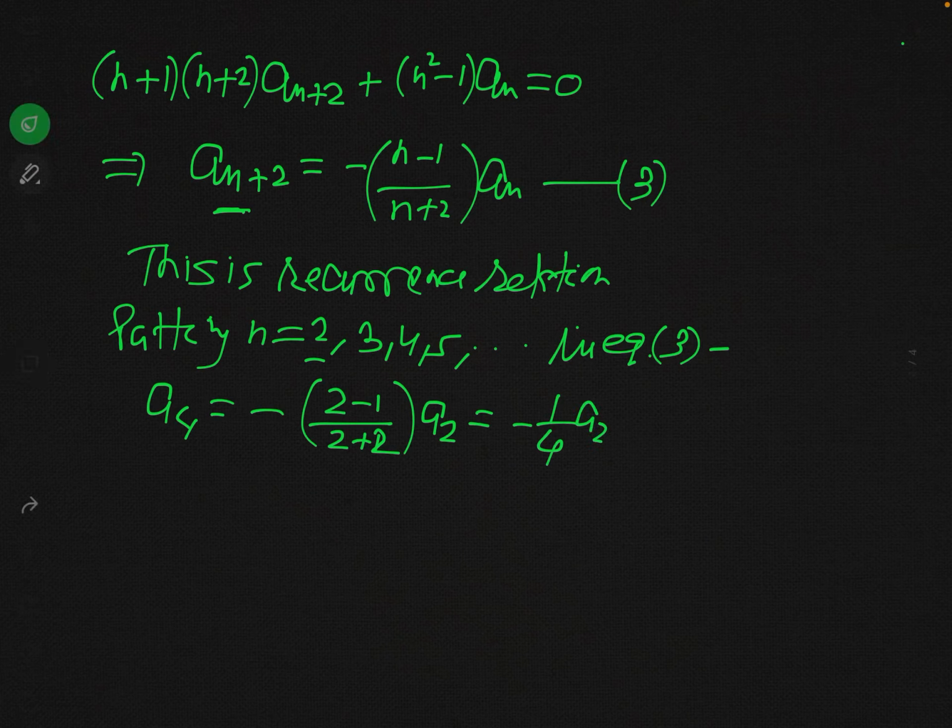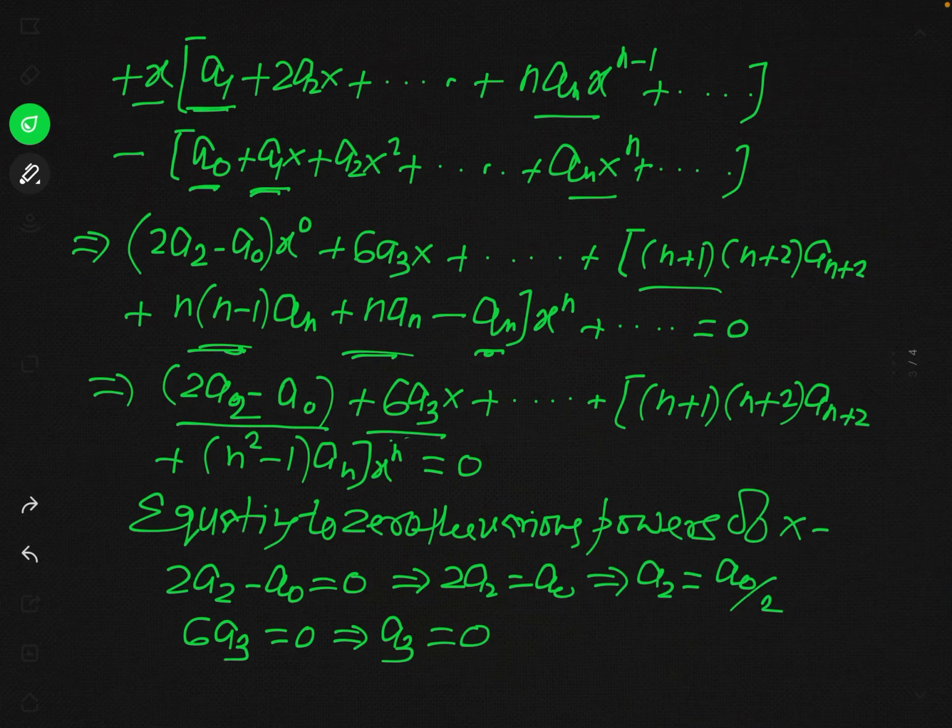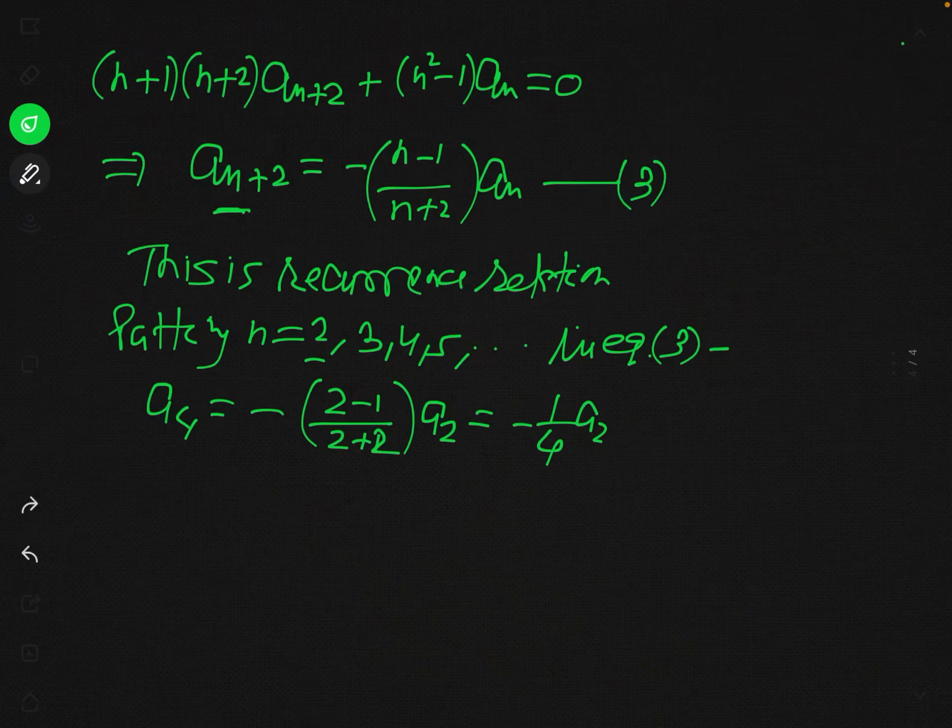So this is minus 1 over 4 into a2. But we have seen that this a2 is a0 by 2. So let us put a0 by 2 in place of a2. So this will be equal to minus 1 over 4 into a0 by 2. So this is minus 1 by 8 into a0. This is the value of a4.